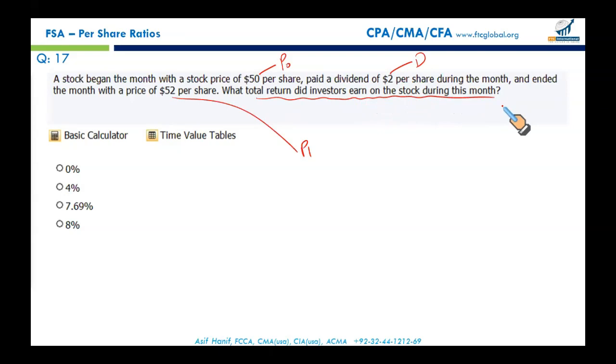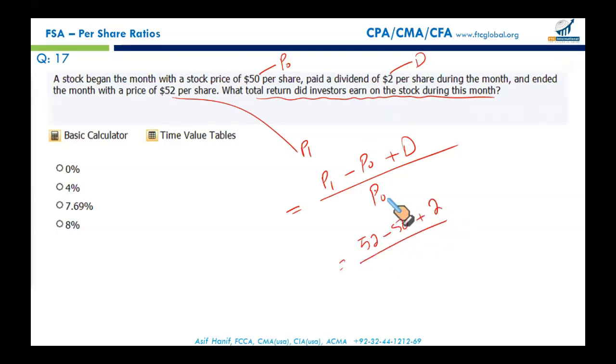I hope you would remember the holding period return is equal to the ending price minus original price plus any dividend paid, divided by the original price. So the ending price is 52. The starting price was 50. The dividend paid was 2. Original price was 50. Solve this up. 52 less 50, 2, plus 2, 4. 4 by 50 multiplied by 100 will give you 8% as the holding period return.